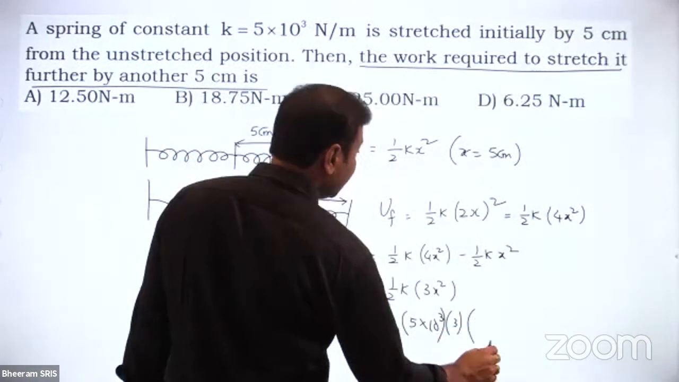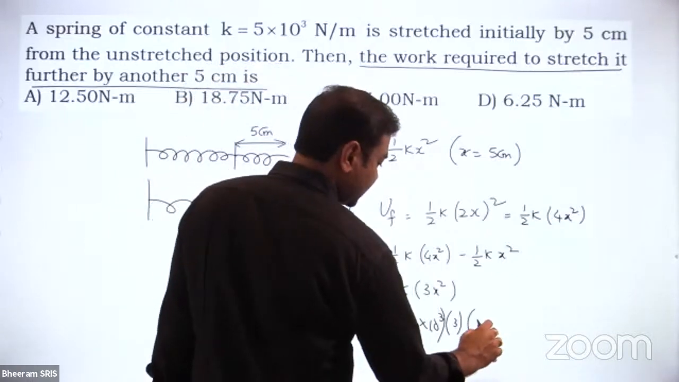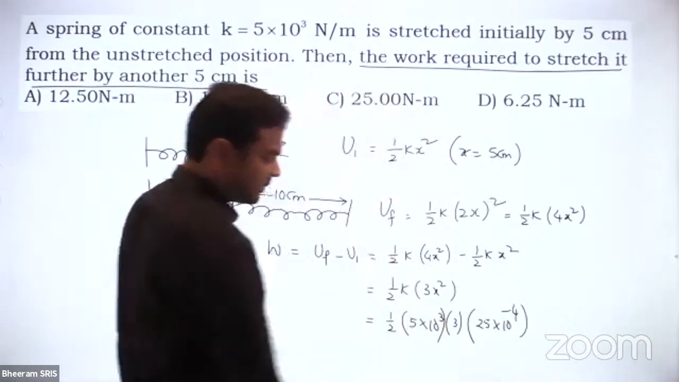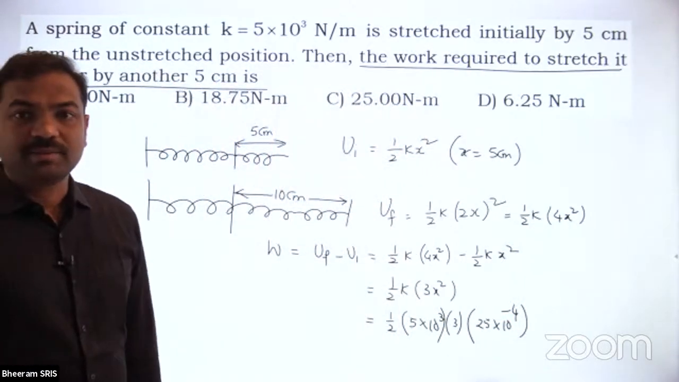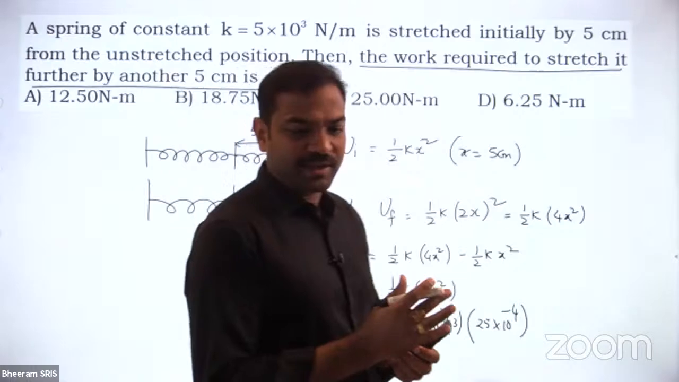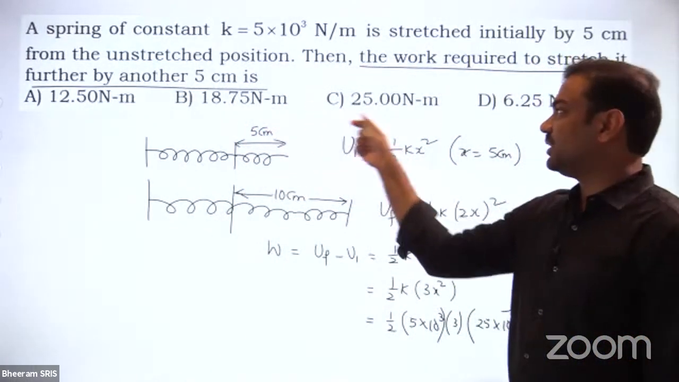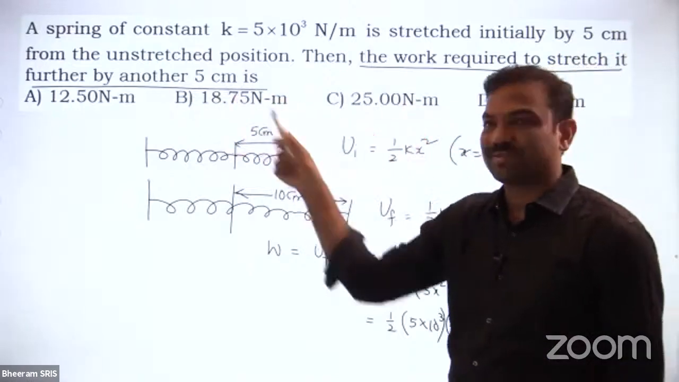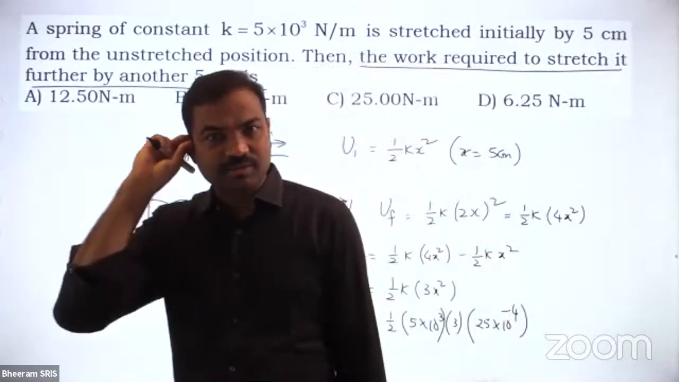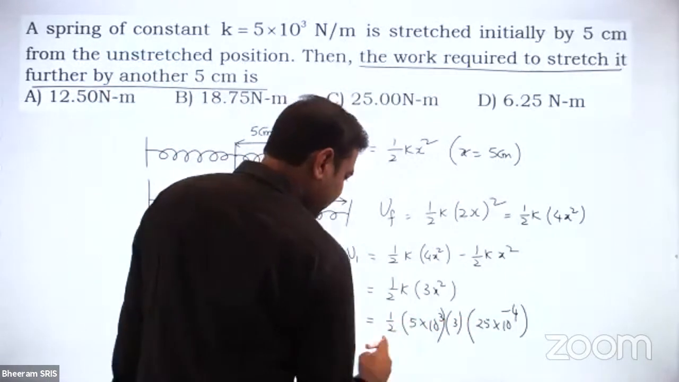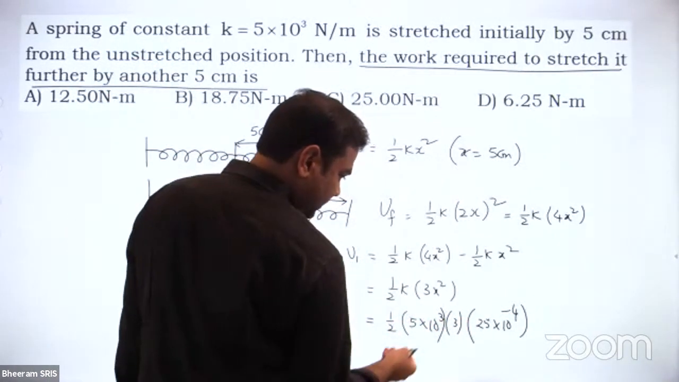Now multiplied with the 3, x square is nothing but 5 centimeter square. So 25 into 10 raised to minus 4 meter square. We have to write in MKS units. If you keep the 5 centimeter, then you might get a different answer. So all values are in MKS units, Newton meter. Okay? So you have to use the MKS unit only. So then this is 25 into 5, 125. Okay, 3 is there.